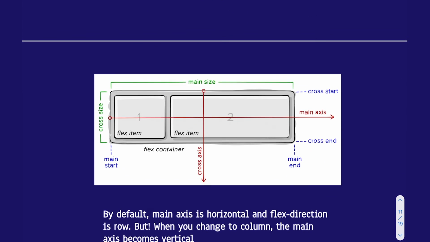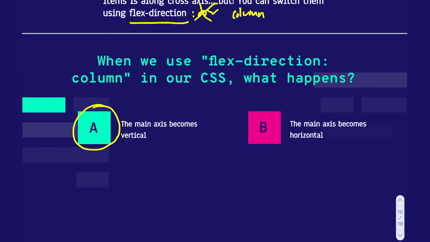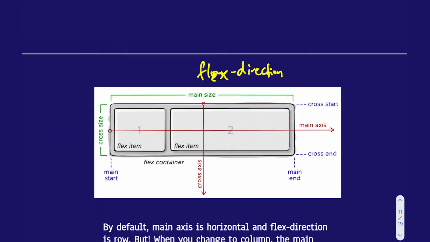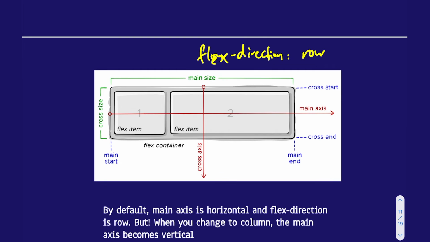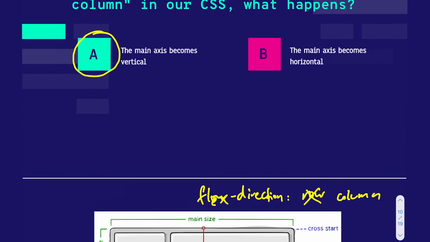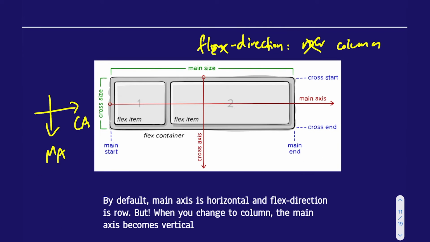So going back to that diagram again, by default, our flex direction is row. So they're right next to each other. They're in that row. But when we switch that to column, our main axis and our cross axis switch. And so that would be consistent with A. The main axis becomes vertical.